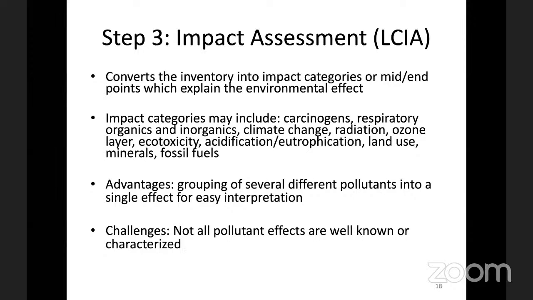So anything that you have coming out of a process would have an environmental impact. It may be in the form of the product, which later in life gets disposed and has some climate change impacts, or it may be in the byproducts that are produced, and that needs to be taken care of. So these impact categories are ways in which we can identify what the impacts are and what amount of impacts these products have. The advantages of impact assessment are grouping of several different pollutants into a single effect for easy interpretation. And the challenges are that not all pollutant effects are well known or characterized. So that characterization part is very important for impact assessment.